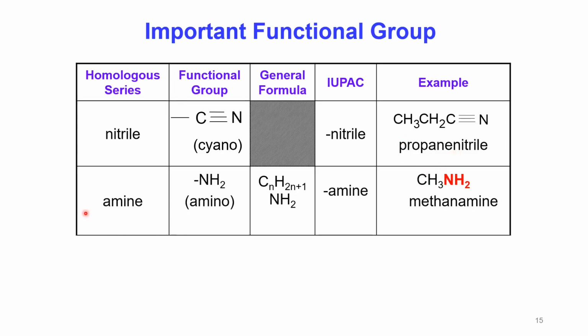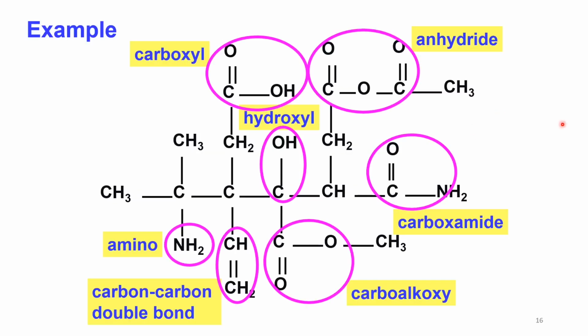Okay, next we have amine. The structure of the functional group is NH2, and the name of the functional group is amino. The general formula is CnH2n+1NH2, and the IUPAC nomenclature for amine ends with the word amine. For example, CH3NH2 has 1 carbon atom, so the name is methanamine.